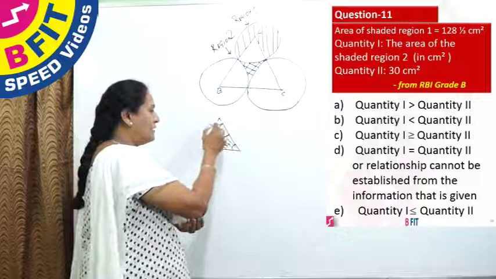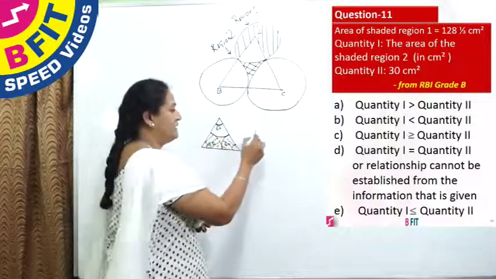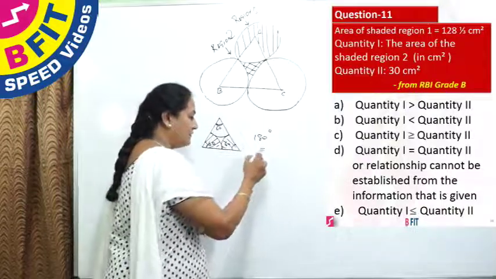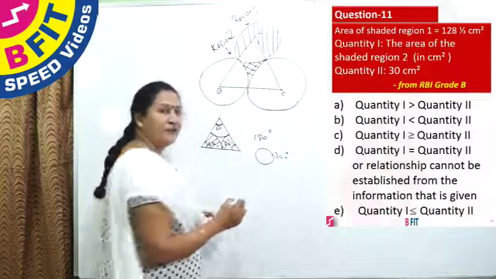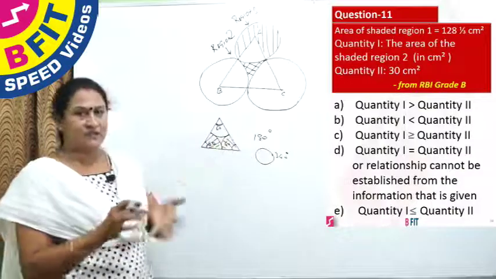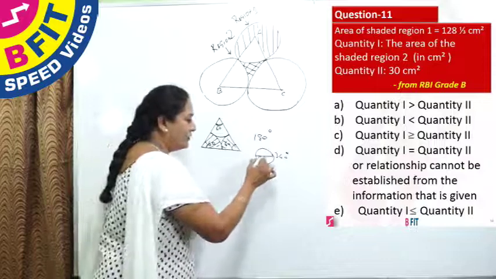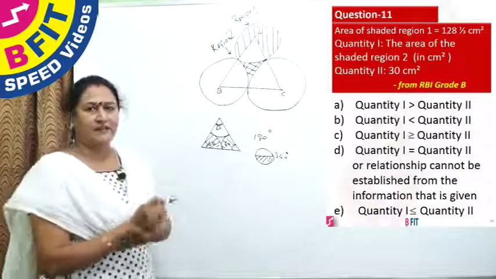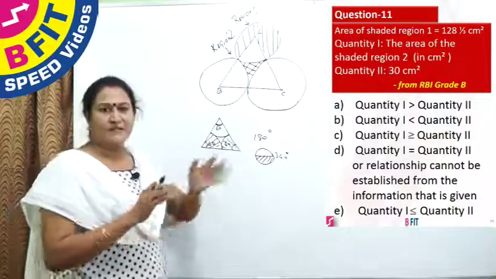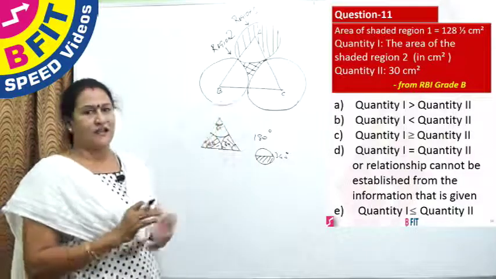When you add all the sectors, what will be the angle of these 3 sectors together? 60 plus 60 plus 60 is 180 degrees. For a circle, the central angle is 360, but we are going to remove sectors whose total central angle is 180, which is nothing but removing a semicircle from the triangle. Now I will compare the areas of the equilateral triangle and the semicircle, and then we get the ratio of these areas. Then we can easily find the answer.